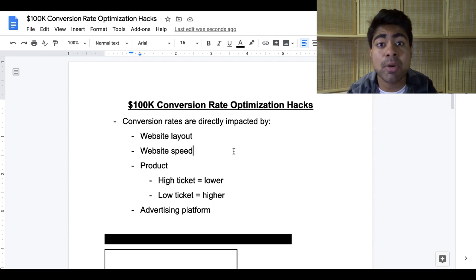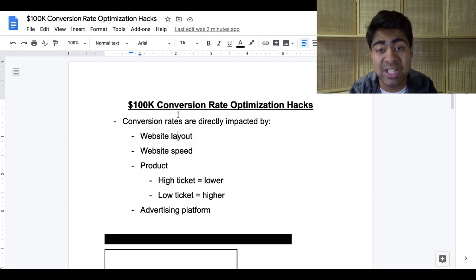But one of the most important things that you really need to have in place is the website layout, because conversion rates are directly impacted by the layout. In fact, a good layout could mean conversion rates of 3% or above, and a bad layout could mean conversion rates of 0.5% or even less. And all of the other things I'm about to mention won't even matter in that case if you just have a bad website layout in general. So before you do any of these other things, make sure number one, which is website layout, is properly done.